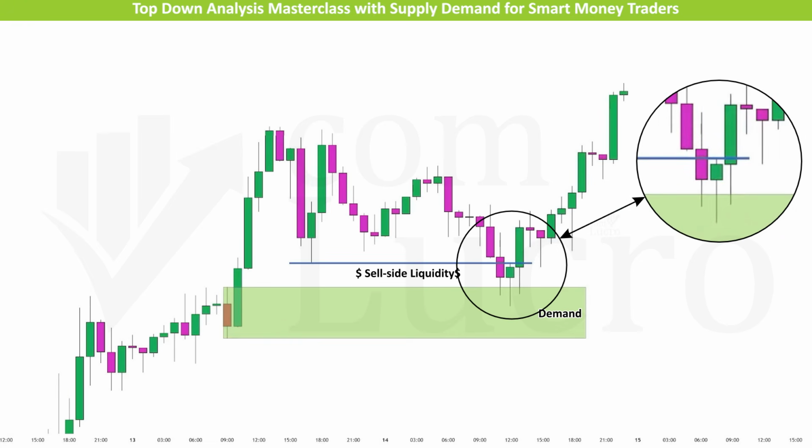A valid liquidity grab occurs when price moves below a level, triggers stop losses, and then quickly returns back above the range. When this sequence unfolds, we anticipate a move to the upside.